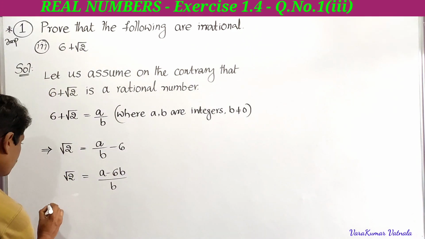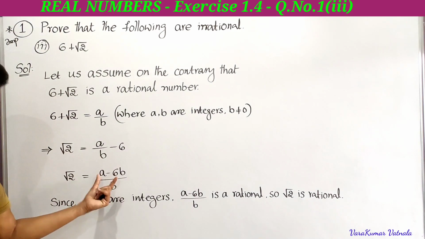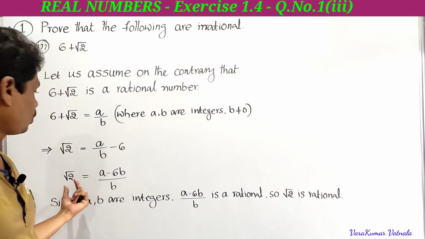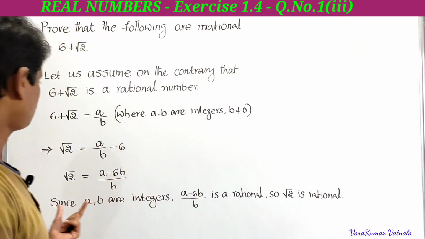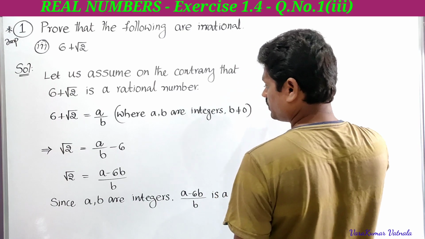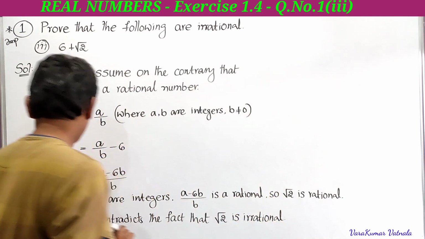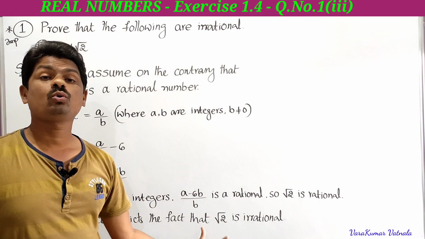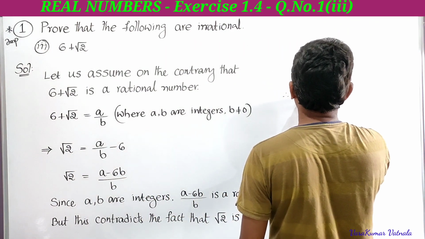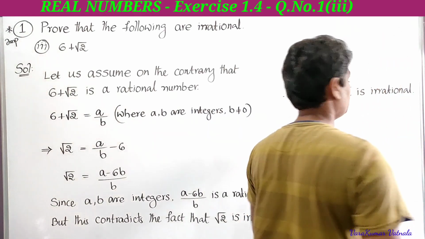See here how we can write it. Since a, b are integers, (a minus 6b) by b is rational. So root 2 is rational, but this contradicts the fact that root 2 is irrational. Therefore we can say, hence, 6 plus root 2 is irrational.